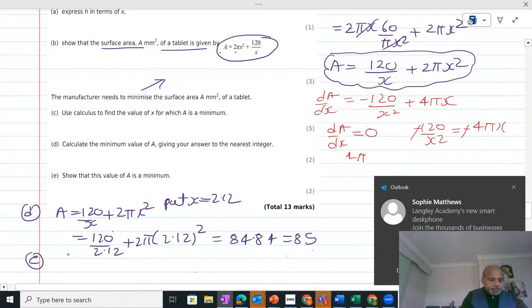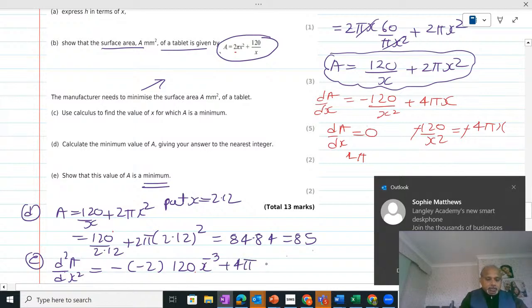Okay, and E part, you need to differentiate to find whether it is minimum or maximum. d2A over dx2 should be minus 2, 120, x to the power minus 3, and plus 4 pi. So it should be 2 times 120 over x cube plus 4 pi. So it is positive, so it will be a minimum.